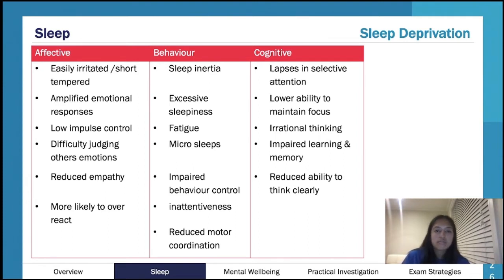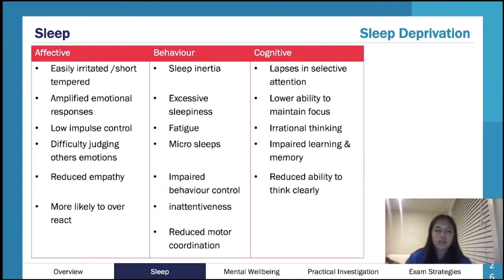Maybe those are 3 I'd go for. Impaired behavior control, maybe. With your affective, again, there's a lot of stuff with emotion. So easily irritated, amplified emotional responses, difficulty judging others' emotions. Those are probably some good ones. And then cognitive, they're all pretty good. So memory, inability to focus, poor decision making, problem solving, that sort of thing.